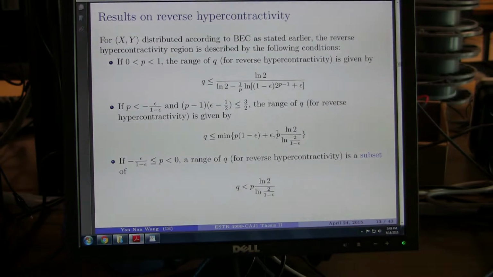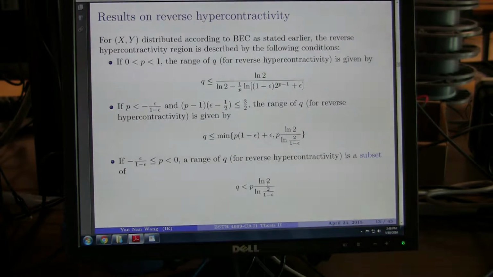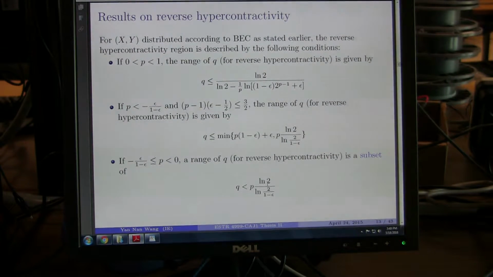When P is between minus epsilon over 1 minus epsilon and 0, the Q's range is not clear, but we know it is a subset of this inequality. As you can see, the right-hand side of this inequality is negative, and the correlation bound is positive when P is in this range. So we could see in this case the correlation bound is not tight for the reverse hypercontractive region.